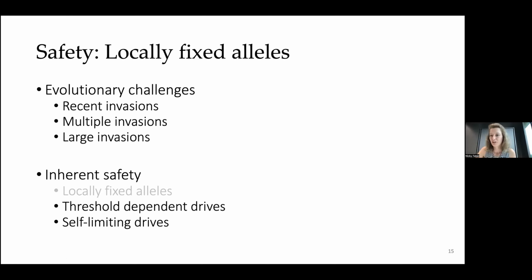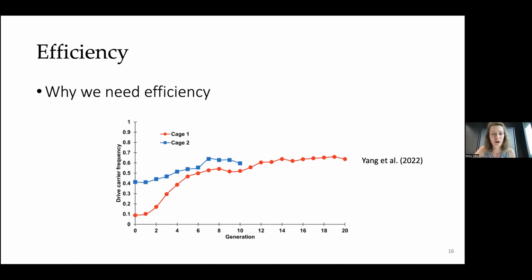And we need to investigate other ways to do this, such as threshold-dependent drives and self-limiting drives, which stop spreading by themselves at some point, but I won't go into that. So that was the evolutionary aspect of safety, or the aspect of safety where evolution could help us.